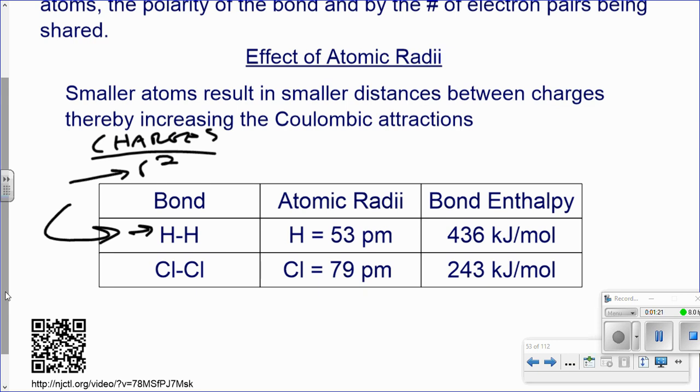So here is the atomic radii length, only 53 picometers, and notice the bond enthalpy. In other words, the energy it takes to break the bond. How do I know it's energy to break the bond? Because it's a positive number. This is much bigger, the Cl-Cl bond, and notice there's less energy. Why? Because the radius now increases, and anytime this denominator increases, the lattice energy of the Coulombic force of attraction gets smaller. So we just do a little simple math there.